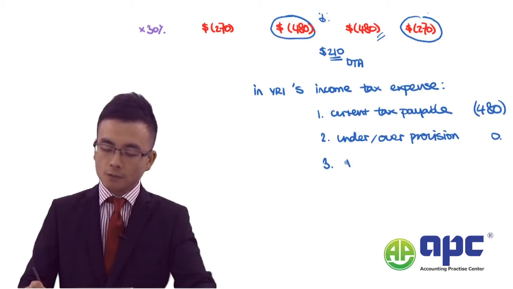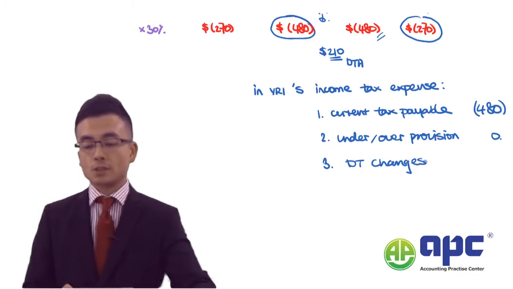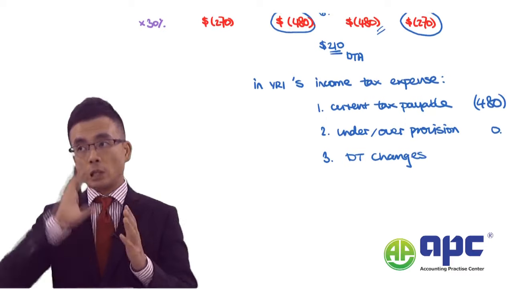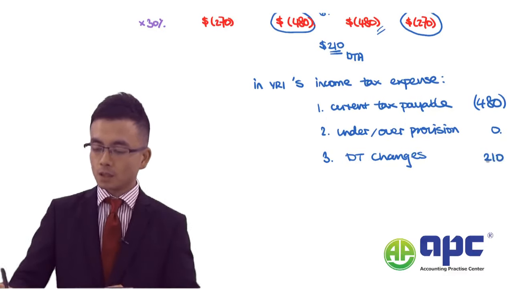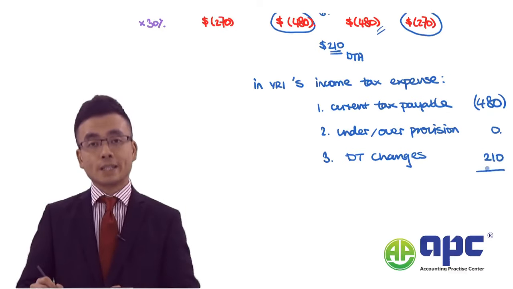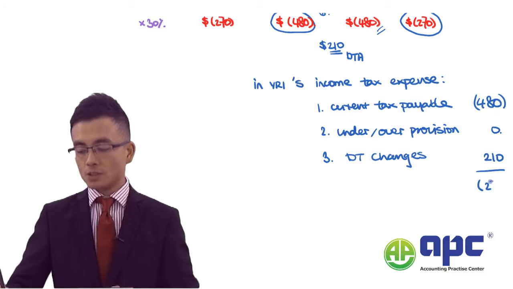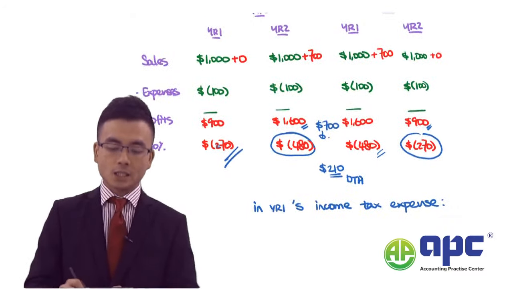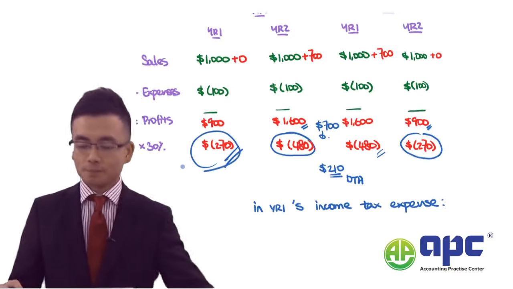Third, deferred tax changes. So, for deferred tax changes here, as you can see, in the year number two, from the year one's point of view, when looking at the future, we can save $210. And that's why the total income tax expense in the current year, or in the year number one, will be $270 negative. As you can see, $270 in the year number one from the accounting's point of view. That's how we account for it. No worries.